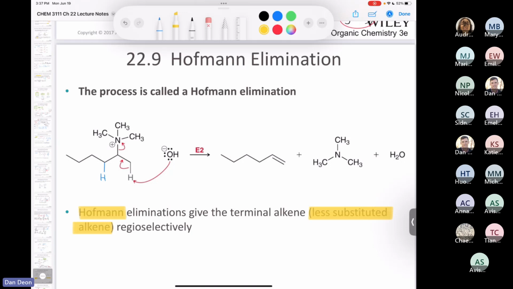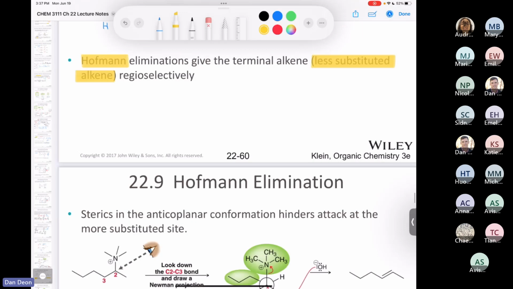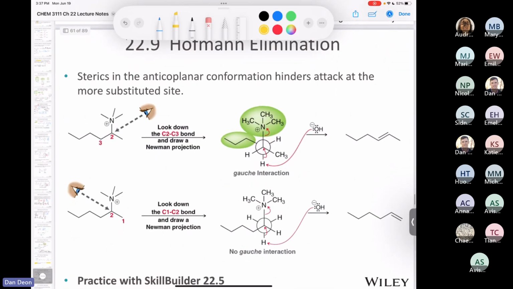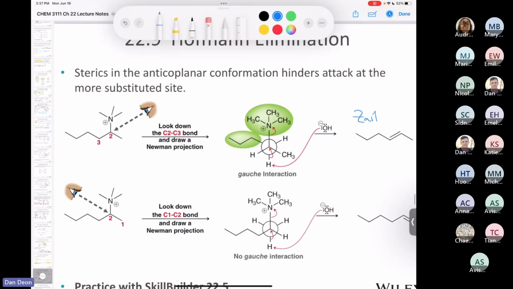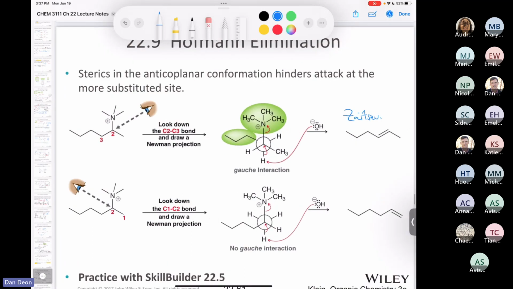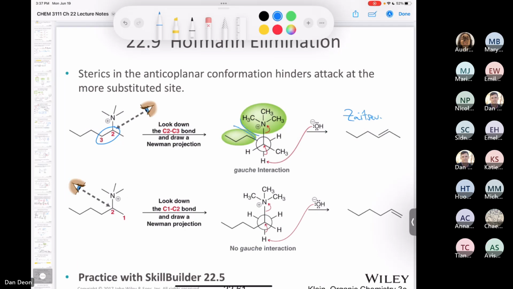Now you're going to see why, and it's really based off of nothing more than a gauche interaction. If you look at the elimination that would form the more substituted alkene, the Zaitsev alkene, and you look down this carbon 2-3 bond, you see that we have a gauche interaction between the R group and the methylated nitrogen. Whereas if we do the Hofmann elimination and form the less substituted alkene, we don't have that gauche interaction.